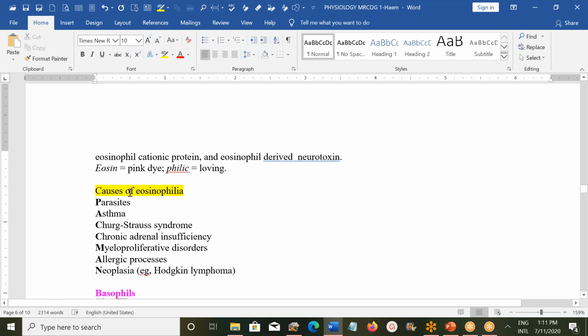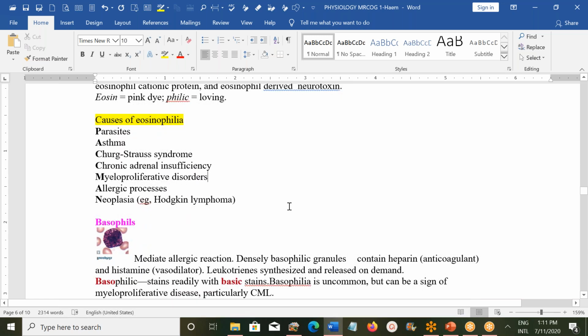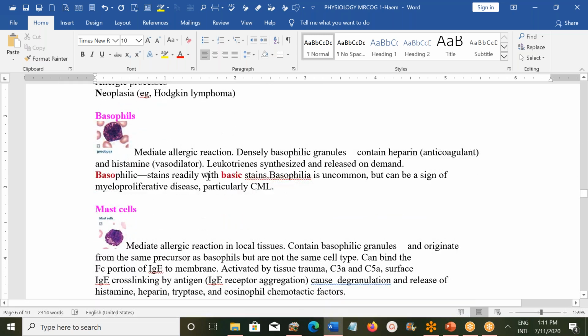Also in the allergic processes, you are going to see a lot of eosinophils. In cases of neoplasia, like Hodgkin lymphoma, you are going to see many eosinophils. Now the remaining cells, basophils, because they will take up a blue dye. So they will mediate allergic reaction. As you know, they have densely basophilic granules, and they contain heparin. Heparin is an anticoagulant, and they also contain histamine. Histamine is a vasodilator. Leukotrienes are synthesized and released on demand.